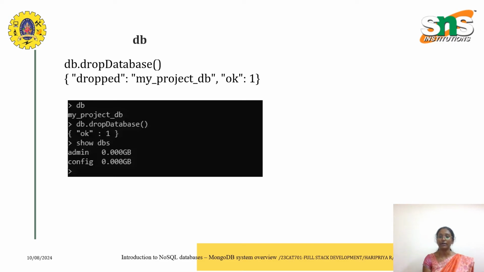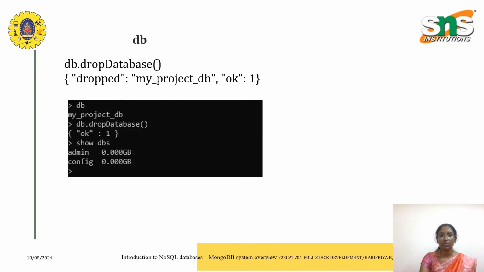Particular column or a particular row, the particular table you don't want, you just drop it. If I'm using drop, the command is db.dropDatabase(). Inside the curly braces I give dropped colon, which database I want to drop. That particular name will be shown over here. Now okay means colon 1.